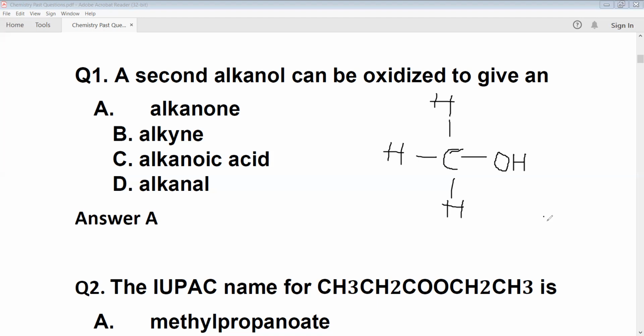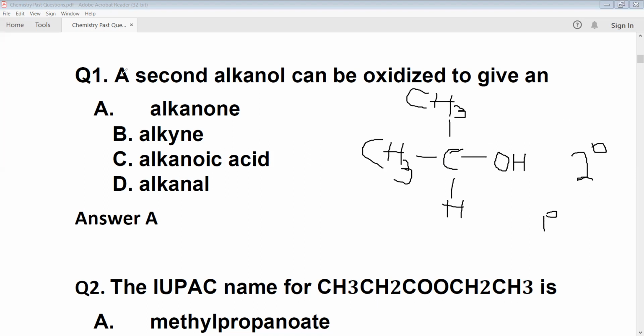So this one is called a primary alkanol, that is 1°. You call it primary alkanol. But if we have a carbon alkyl group here, let's say CH3 here, it is also regarded as a primary alkanol. They are all the same. And if we have another CH3 here, something like this, so we have two methyl groups attached to the central carbon, this one we call a secondary alkanol, that is 2°.